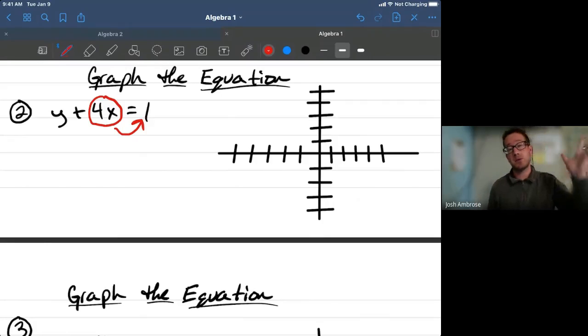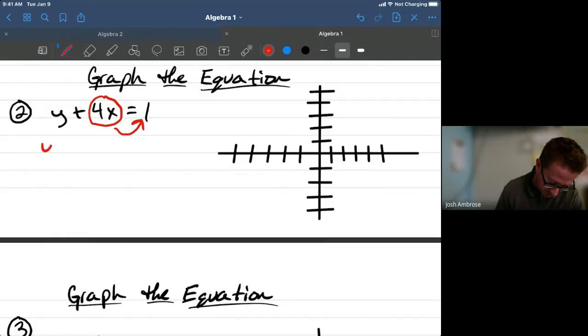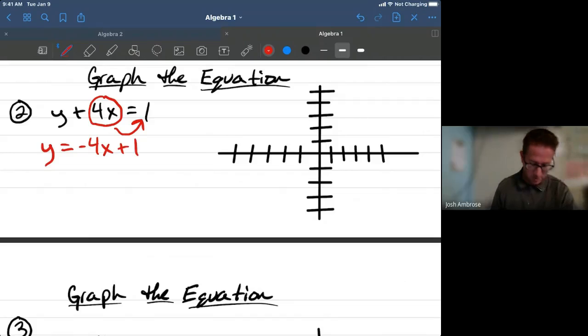Now, what happens when you move the 4x across an equal sign? It is actually going to create a negative 4x. So this is now y equals negative 4x plus 1. There's the equation. Now here's what we're actually looking at here. This is what is called the slope-intercept format.